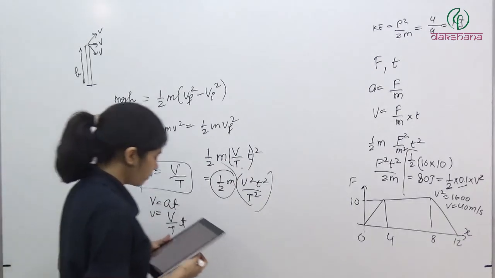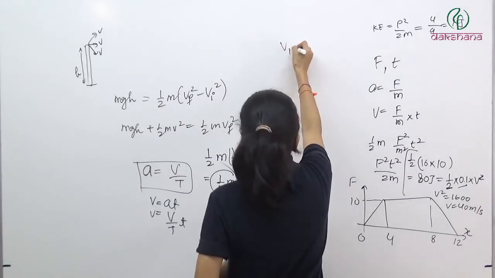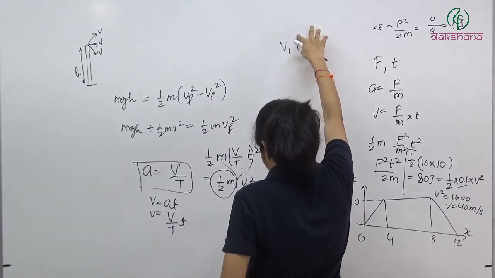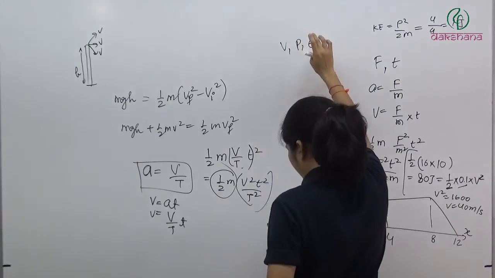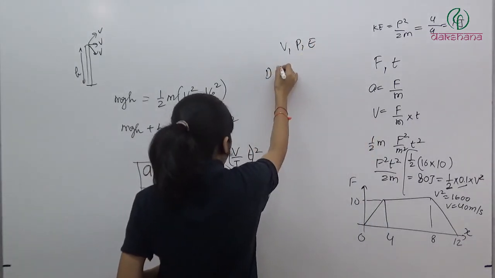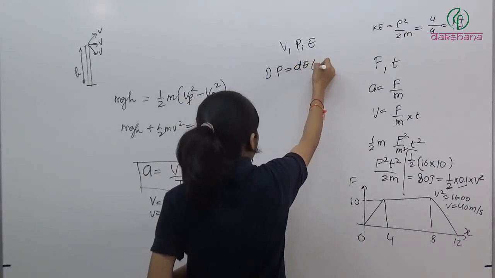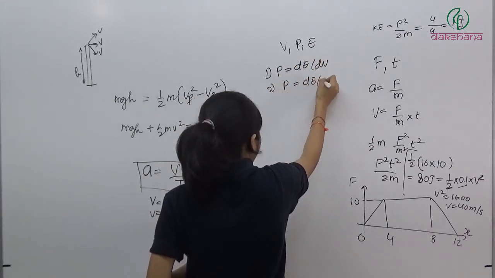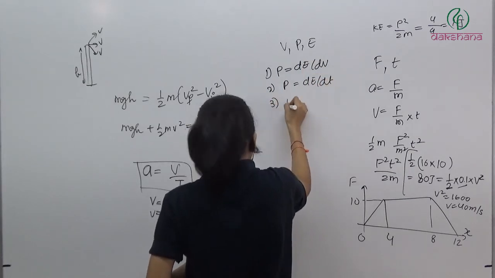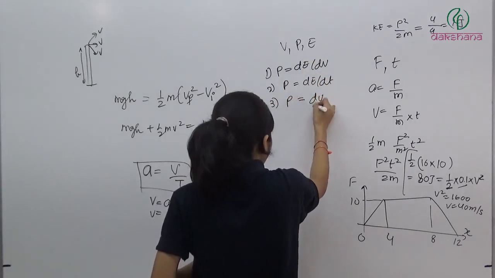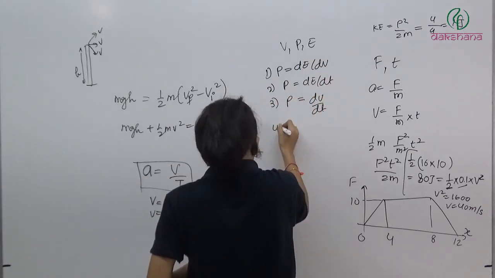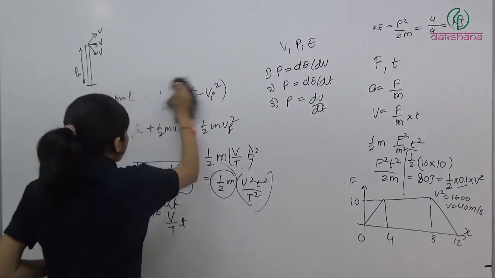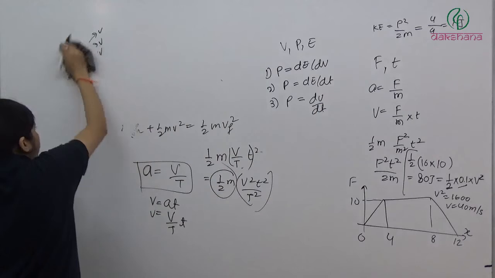Question number C7. If V, P and E are the velocity, momentum and kinetic energy of the particle, then they have four options. P is equal to dE by dV. Second option is P is equal to dE by dt. Third is P is equal to dV by dt. And fourth is none of these. So just try this question also. One by one, differentiate and check.